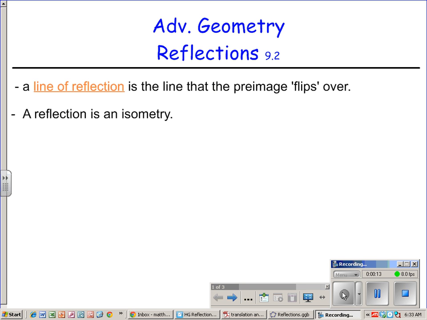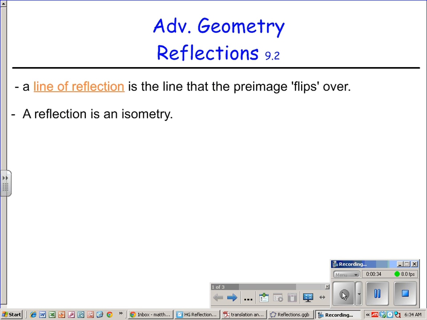But the second part of chapter 9, talking about reflections. The whole chapter is about transformations, moving things, changing the shape, sometimes not changing the shape. Today we're talking about reflections. In order to do a reflection, you need something to reflect over. It's called a line of reflection. It's basically like the idea of a mirror.